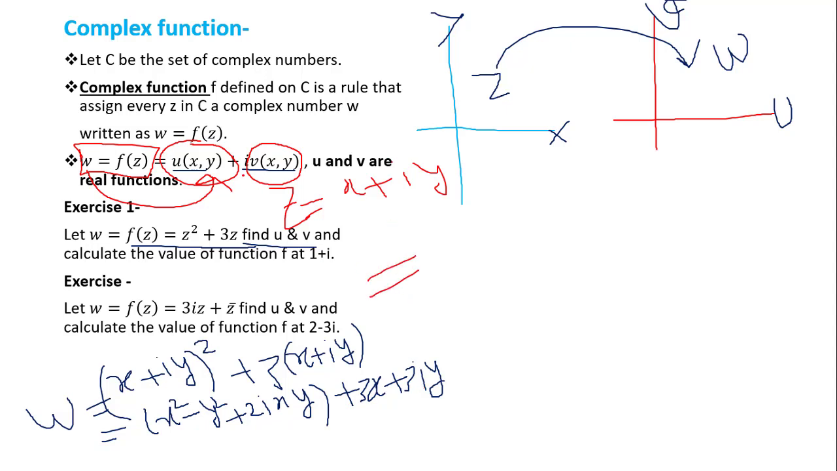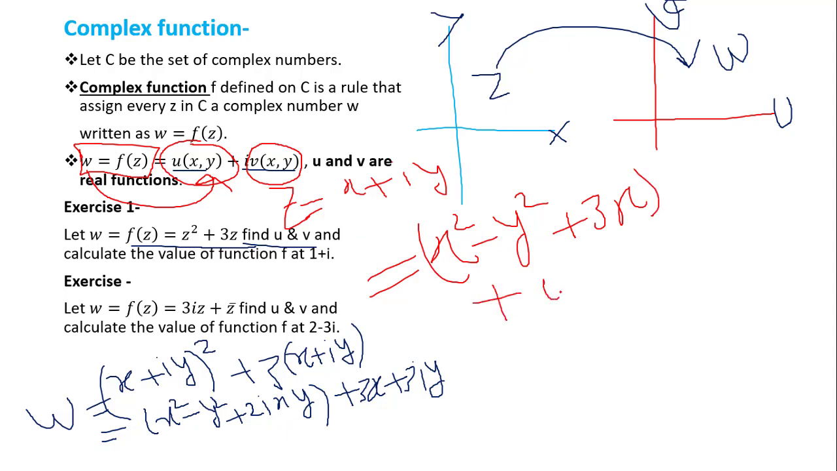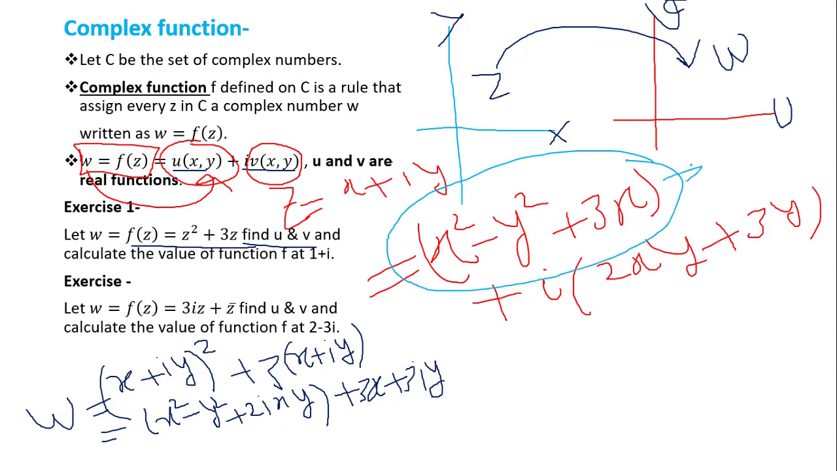Now to get u plus iv, I need to separate the real part and the imaginary part. The real part is the part which is free from iota, and the imaginary part is the part which is a multiple of iota. So the part without iota, x square minus y square plus 3x, is my u, and the coefficient of iota, 2xy plus 3y, is my v.